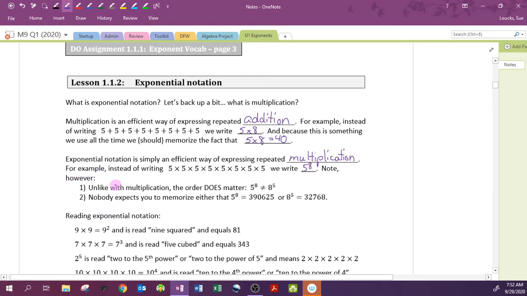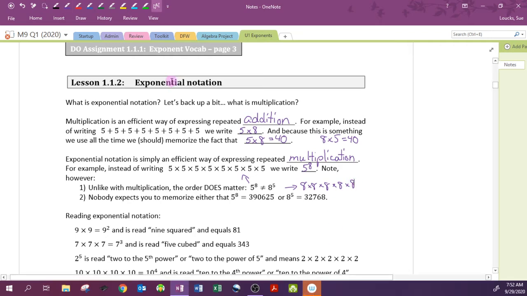Note, however, there's 2 big differences between multiplying and exponents. With multiplication, the order doesn't matter. 8 times 5 is also 40. But with exponents, the order does matter. 5 to the 8 equals 5 times itself 8 times, and 8 to the 5 is 8 times 8 times 8 times 8 times 8, 5 of them.